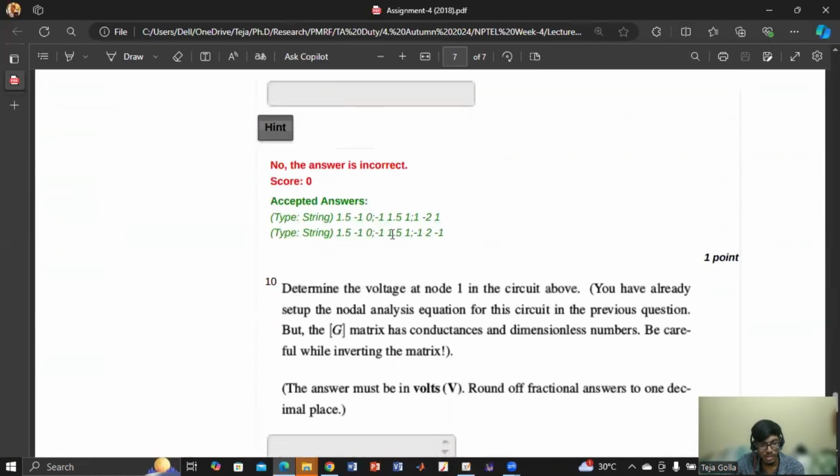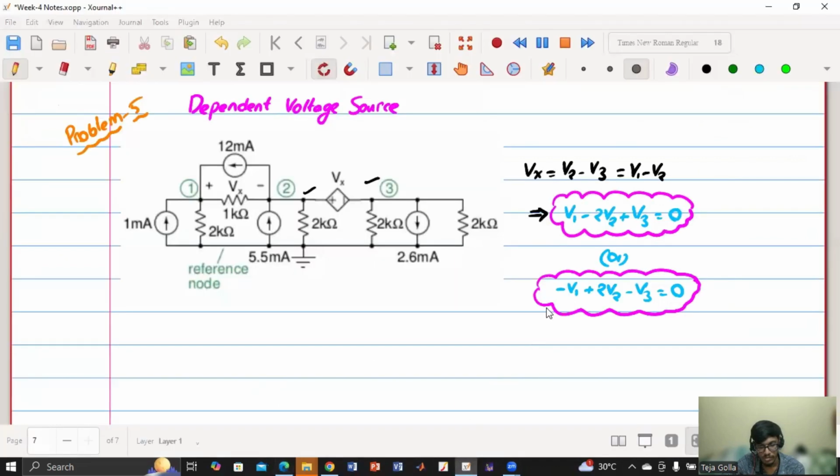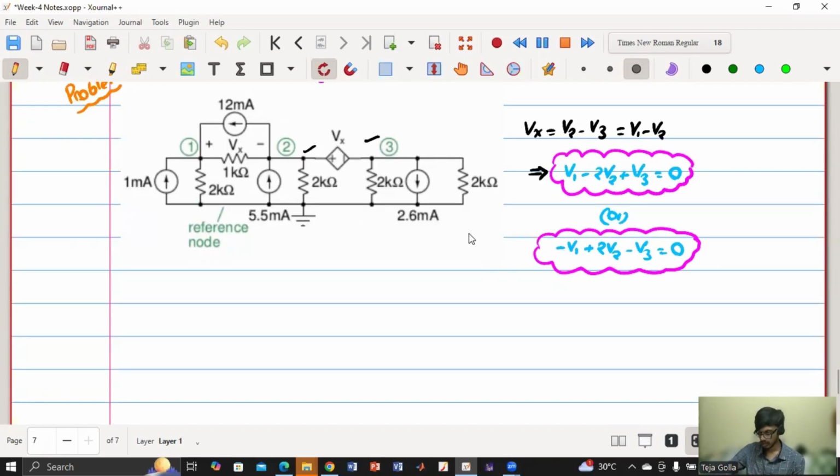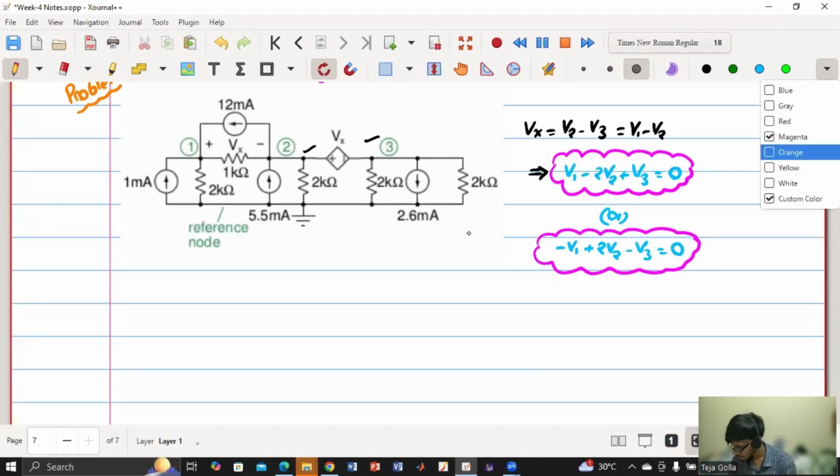If you see the answer, we'll have both the expressions. So both are correct, 1 minus 2 1 and minus 1 2 minus 1. This is also correct, because there is no straightforward rule that this has to be taken on that side and that has to be taken on this side. So both are correct and both the answers are valid. So that completes our one equation.